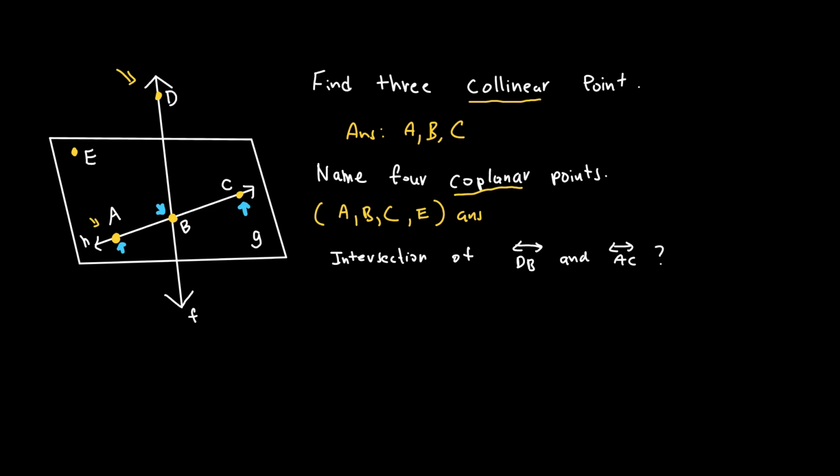If you don't know the meaning of intersection, what does intersection mean? In geometry, intersection means whenever two lines intersect, you get a point. So this is the point right here. This is where the two lines are intersecting. So our answer for this one is the intersection is point B. Here's another one.